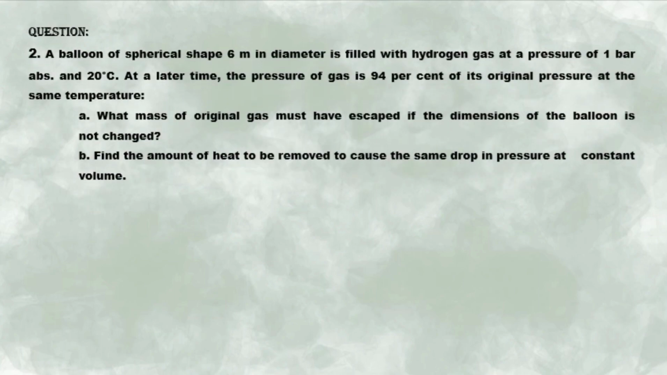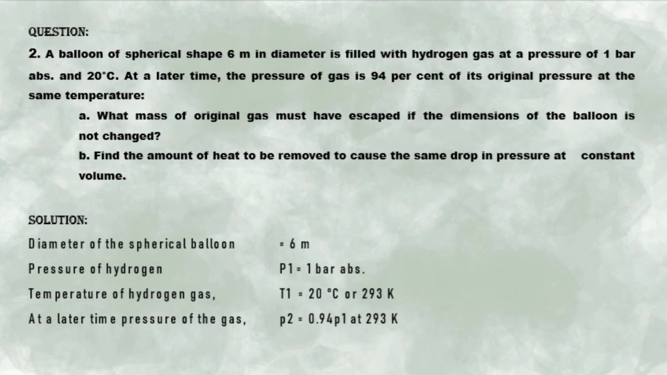For our second question, a balloon of spherical shape 6 meter in diameter is filled with hydrogen gas at a pressure of 1 bar absolute and 20 degrees Celsius. At a later time, the pressure of the gas is 94% of its original pressure at the same temperature. What mass of original gas must have escaped if the dimensions of the balloon are not changed? And find the amount of heat to be removed to cause the same drop in pressure at constant volume.